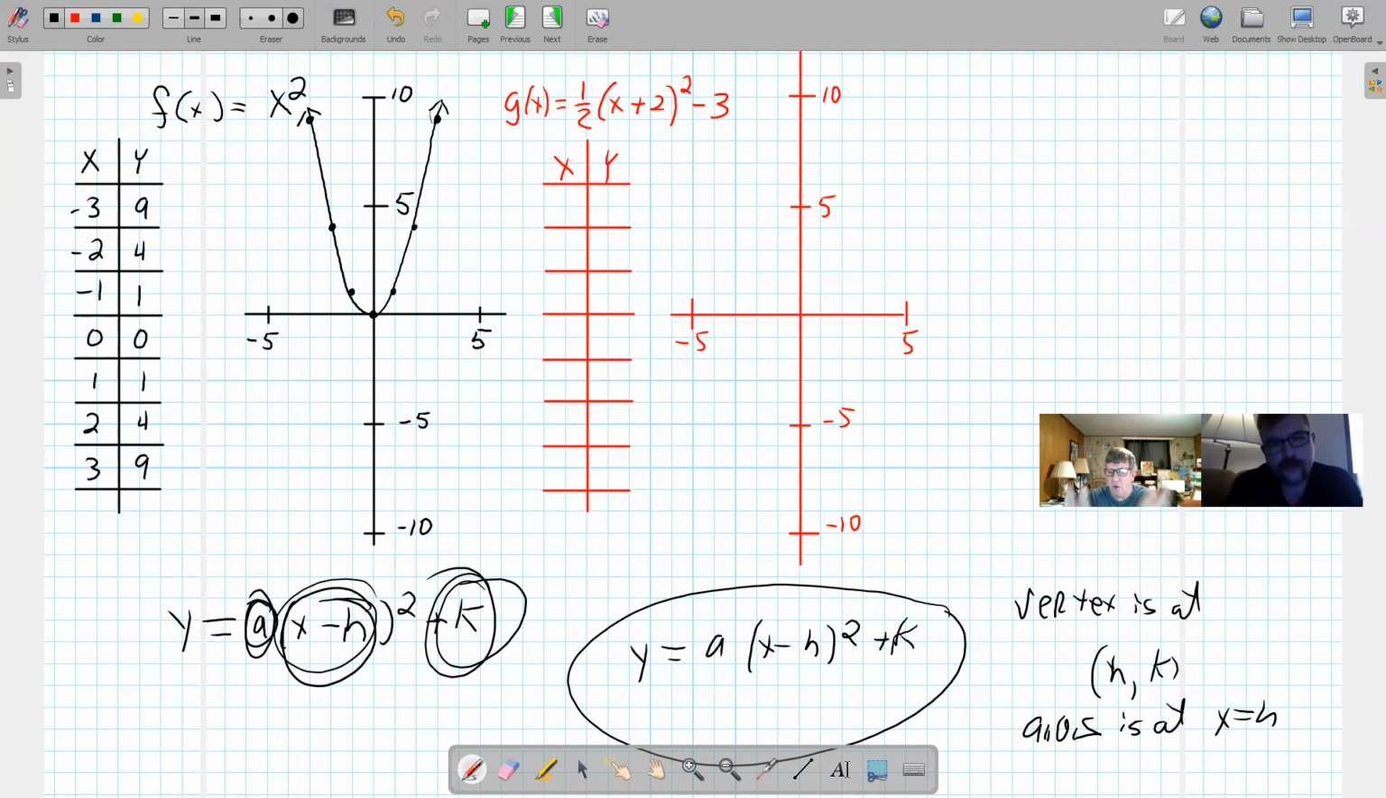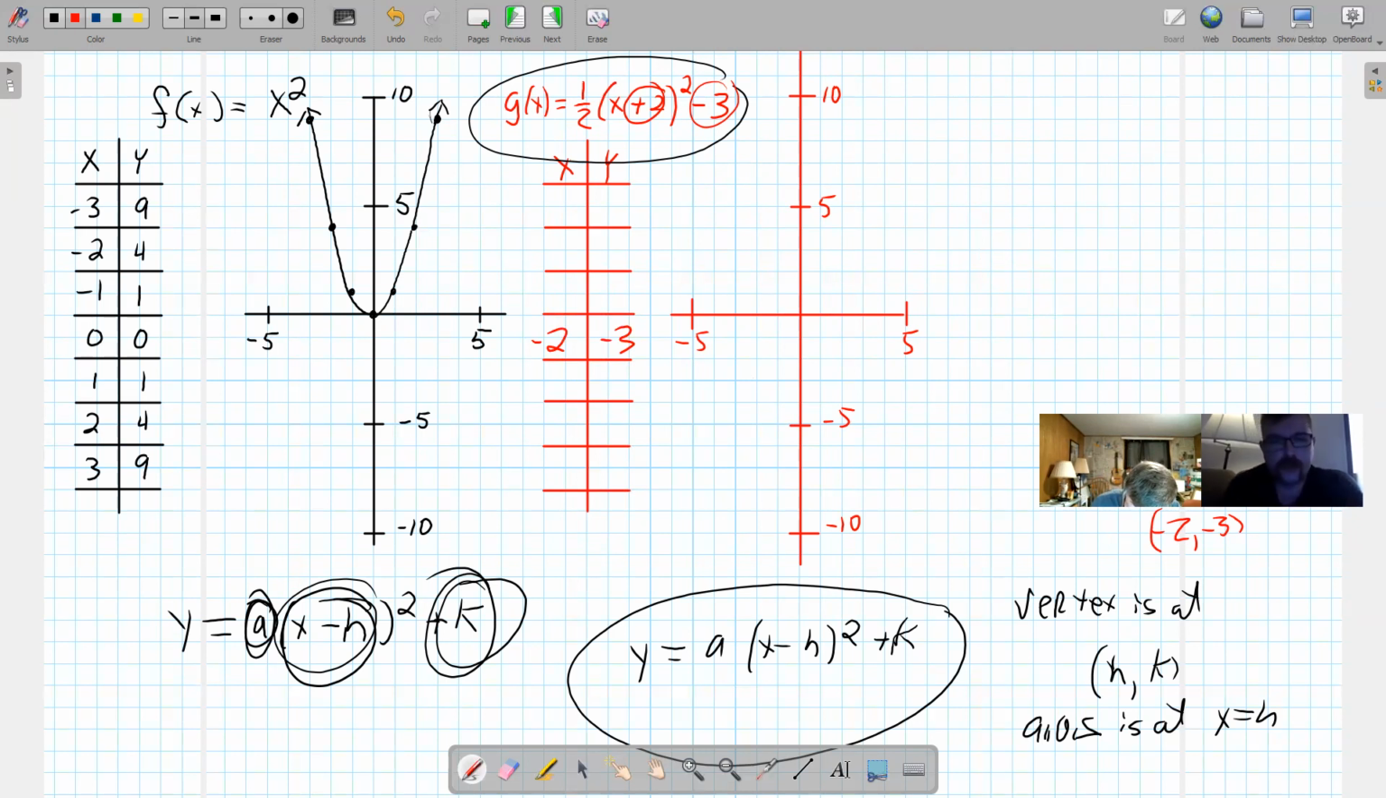If a is positive, it opens up. If a is negative, it opens down. So this graph here, let's switch over to red. The vertex should be at -2, -3. The inverse of what's inside and the obvious of what's outside, okay? Are you following that? I'm going to take that vertex and put it in the middle of my table, and I'm going to graph it.